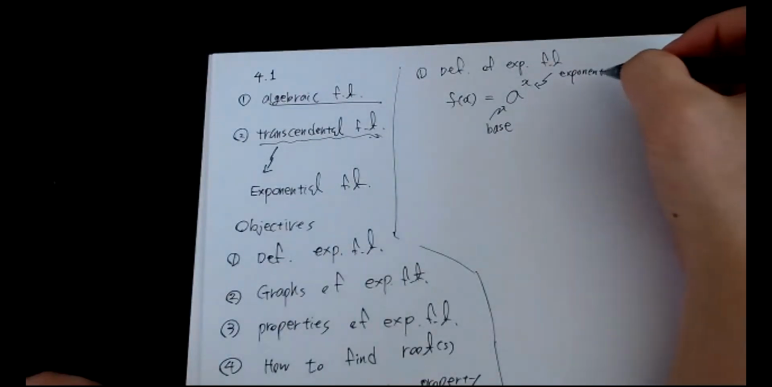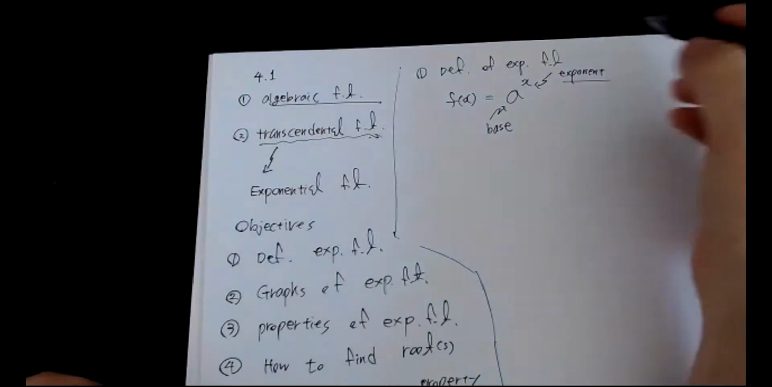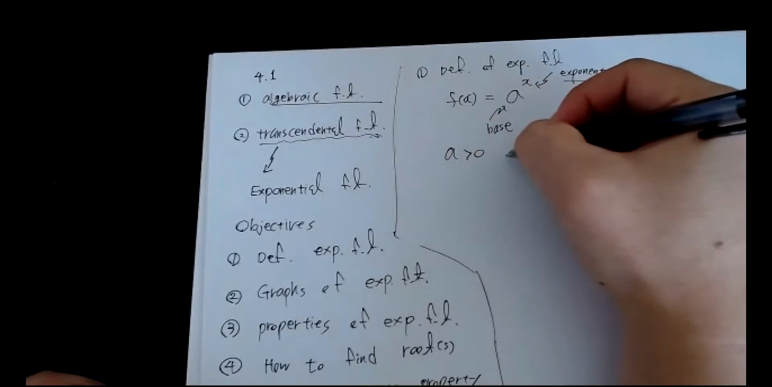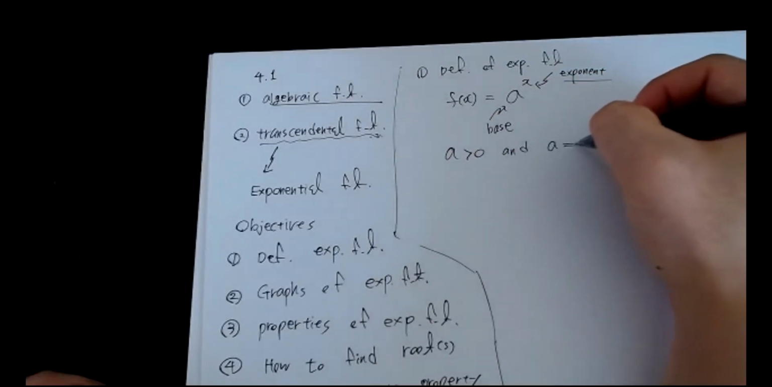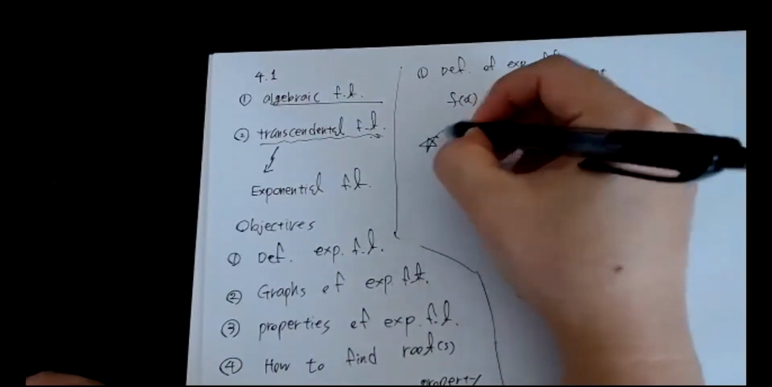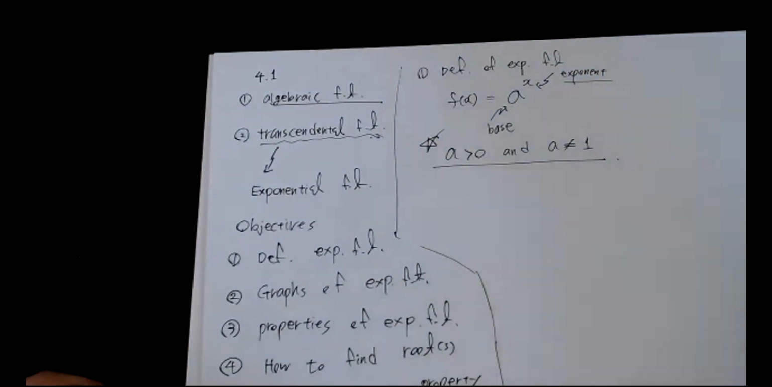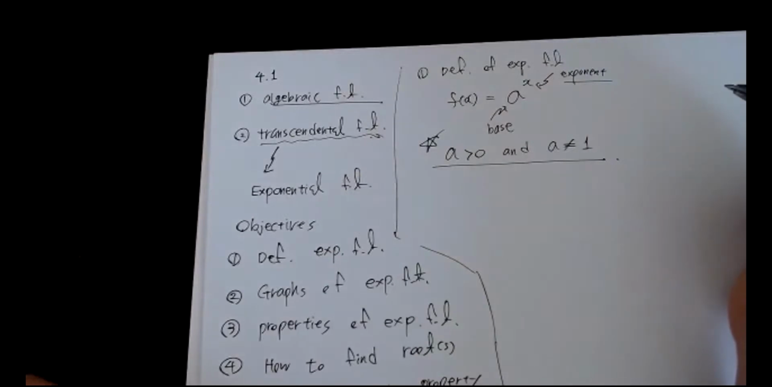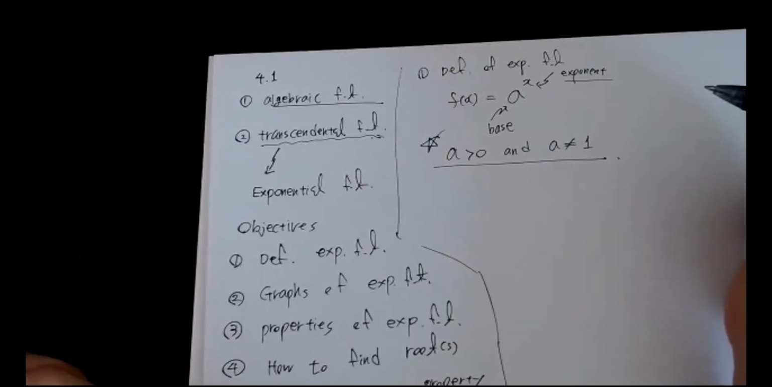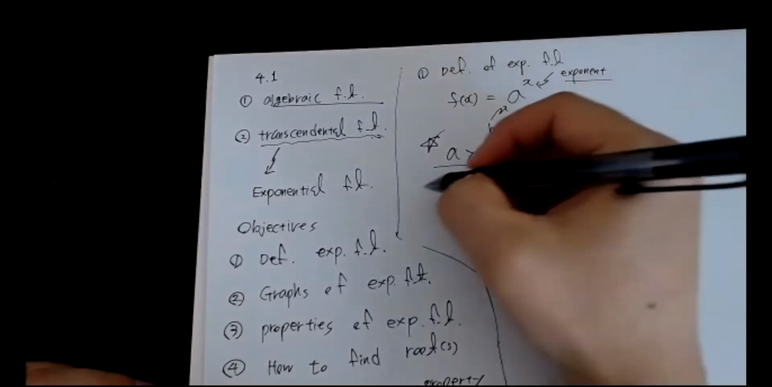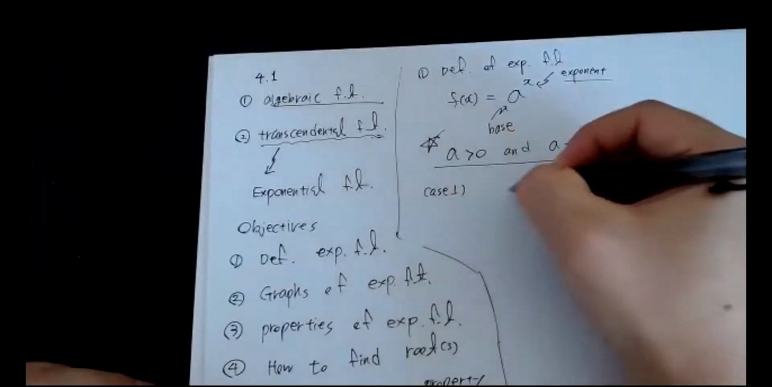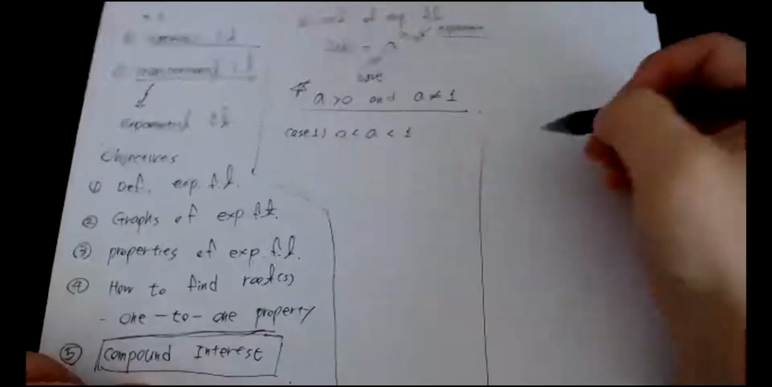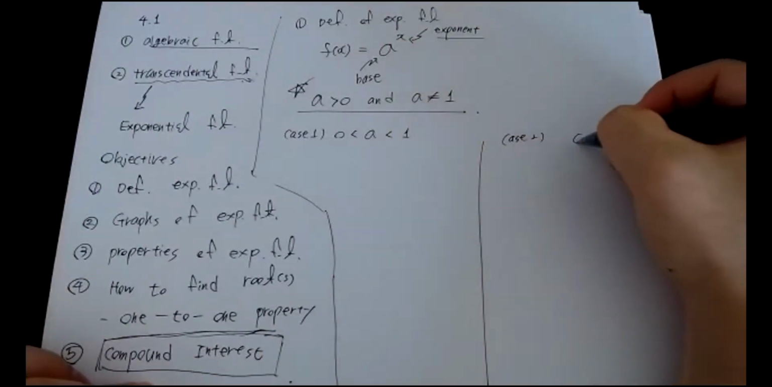Now you see that the exponent is a variable x. One thing you should keep in mind is that a must be greater than 0, and a should not be 1. Keep in mind this is really important. Because of that restriction, we can think about two cases. Case one is a is between 0 and 1. Case two is a is greater than 1.